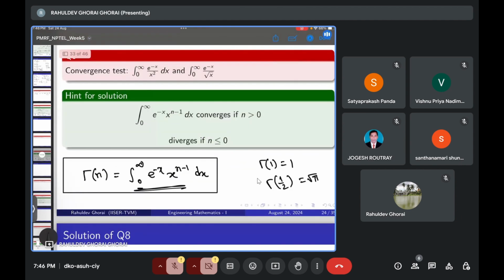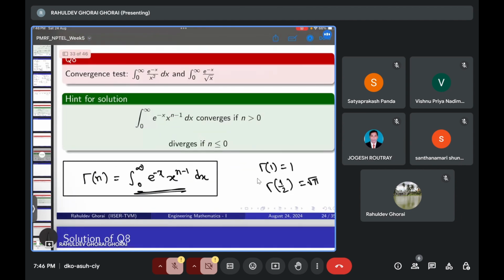And this gamma function has a nice property: gamma of n plus 1 is n times gamma of n. If you remember these three, then everything will be fine. So gamma n is the integral from 0 to infinity of e to the minus x times x to the n minus 1 dx, gamma 1 is 1, gamma half is square root of pi, and gamma n plus 1 is n times gamma n. It diverges if n is less than or equal to 0, and it converges if n is strictly greater than 0.